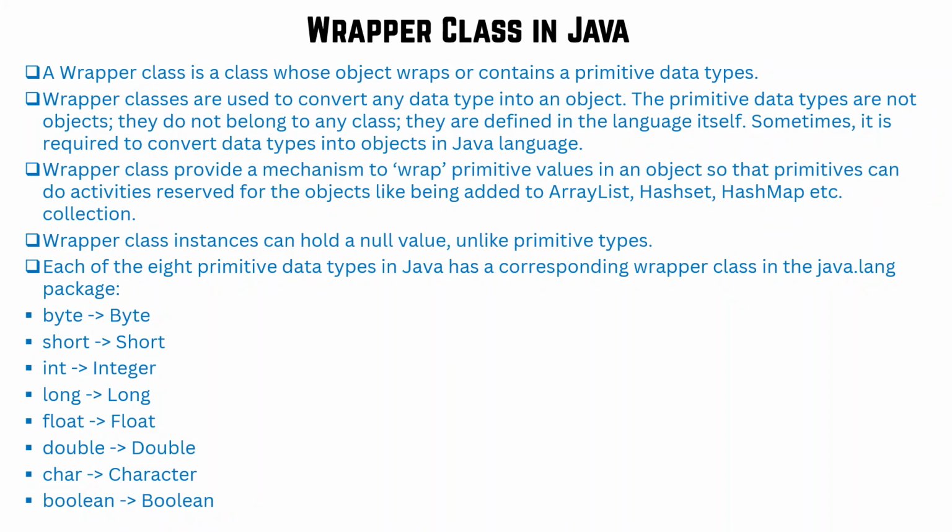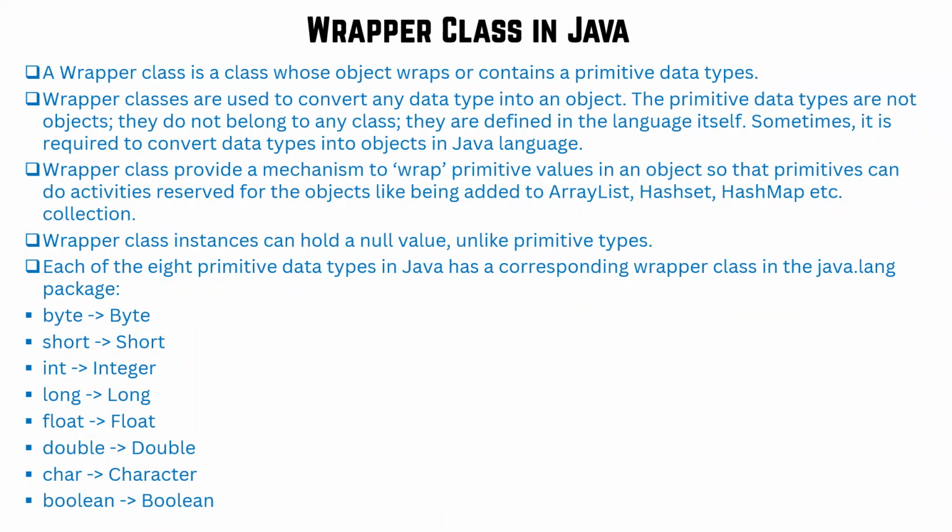Wrapper class instances can hold a null value, unlike primitive data types, which cannot hold null, except String, which is a non-primitive data type. Any primitive data type cannot hold a null value. It can hold 0 or 0.0, but null it cannot hold. But a wrapper class instance can hold the null value. So this is another advantage. And apart from that, there are a couple of other advantages. I'll be discussing them, you can understand.